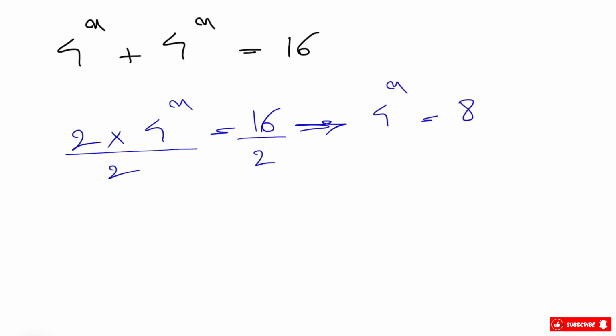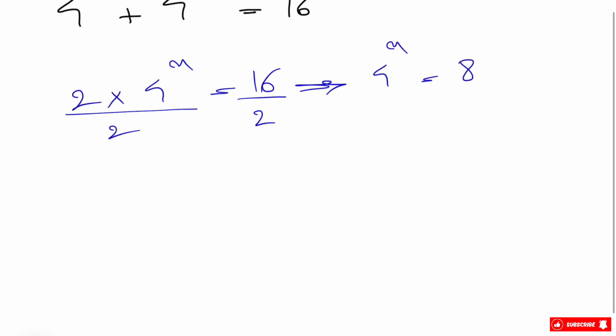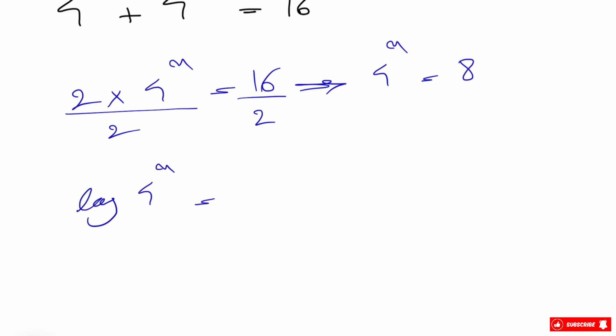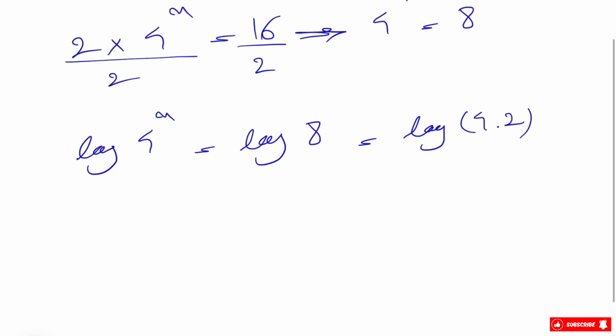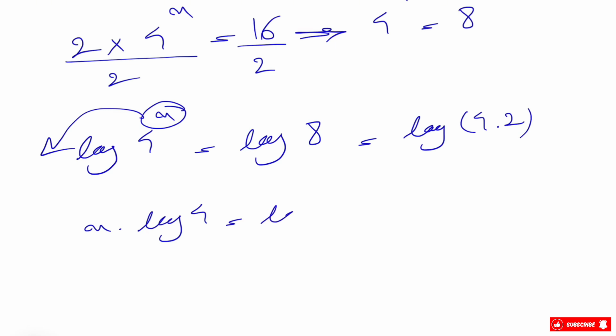And let's do the log of each side to see what we can get. So we'll get log of 4 to the power of x equal to log of 8, and we know 8 is 4 times 2, and on the left side we get x, so we know the x can go on the back of the log, so we have x log of 4 equals log of 4 times 2.